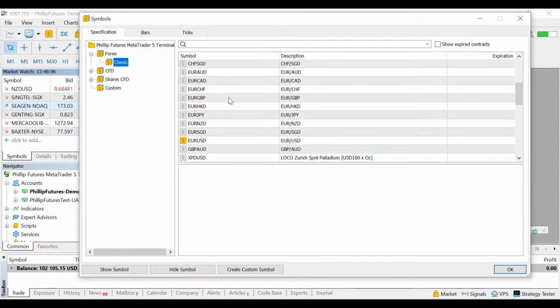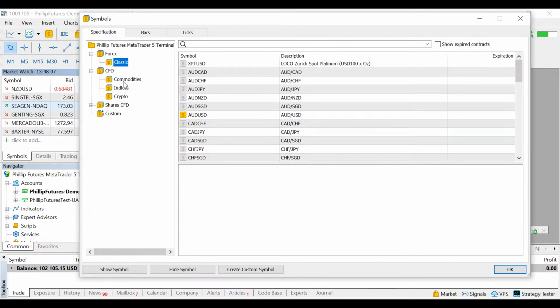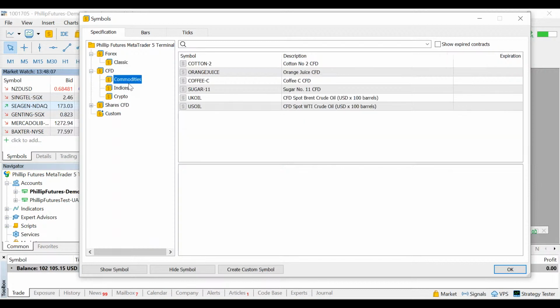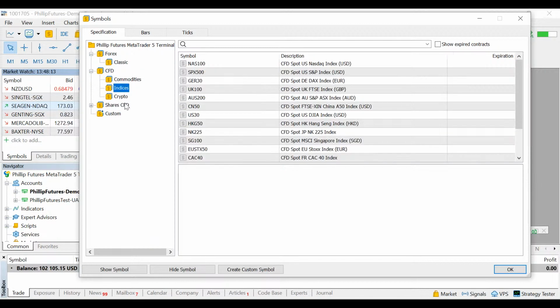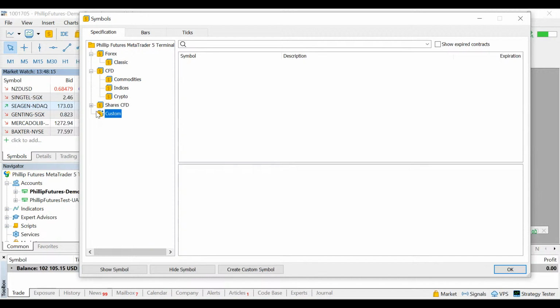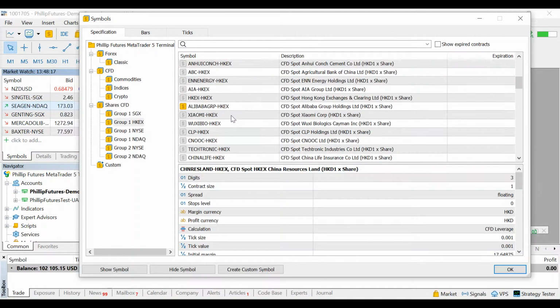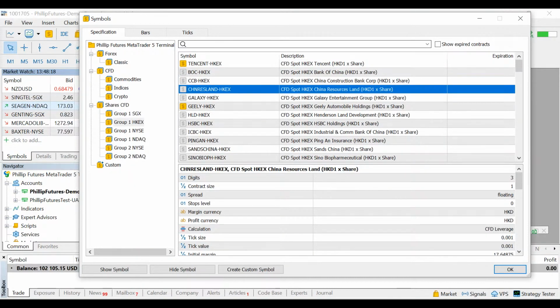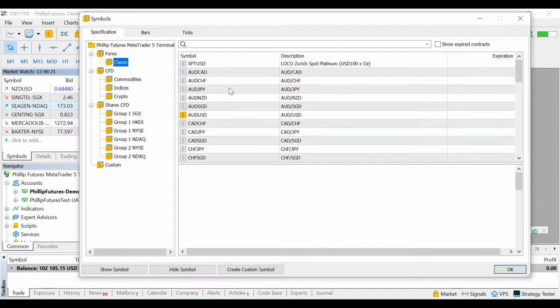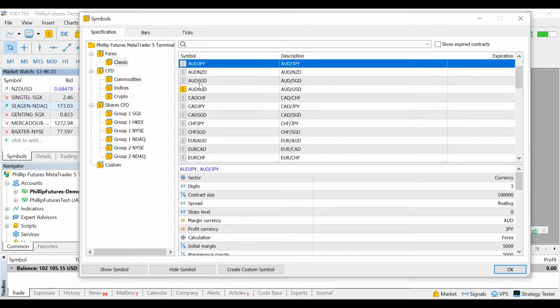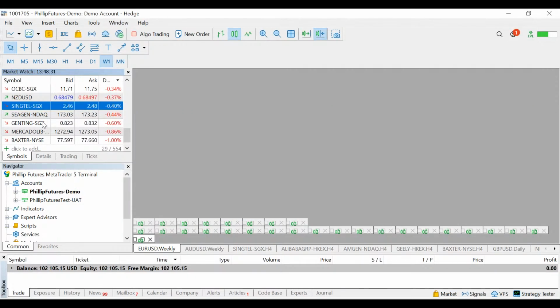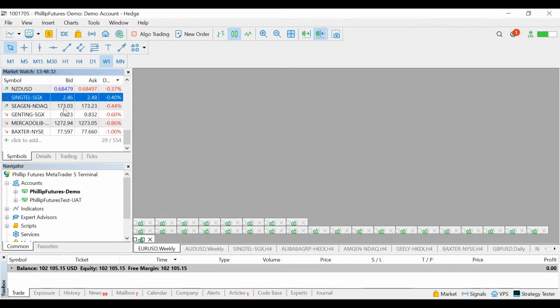Forex, these are all the contracts that you are able to trade. For CFD, we have different asset classes: commodities, indices, and also share CFDs. So it's really a wide range of assets. Let's say you're interested to trade the Aussie yen, you just double click and it will be added to your market watch panel, and you'll be able to view the live prices here. So that is the market watch panel.